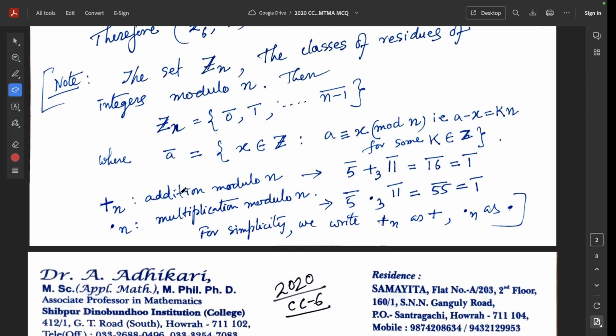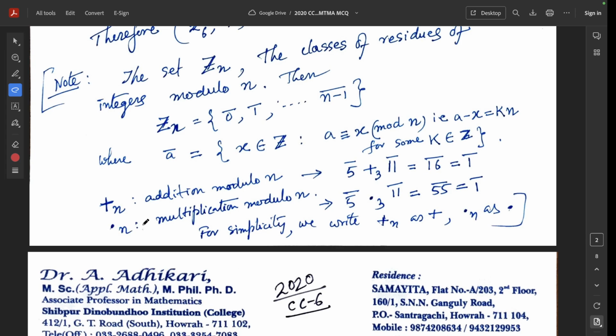And plus n is the addition modulo n. For simplicity we write simply plus. Here class 5 addition modulo 3 class 11 is equal to class 16, and this is addition modulo 3, so 16 is divided by 3, then the residue is 1. 3 times 5 is 15 and the residue is 1, so this is equal to class 1.